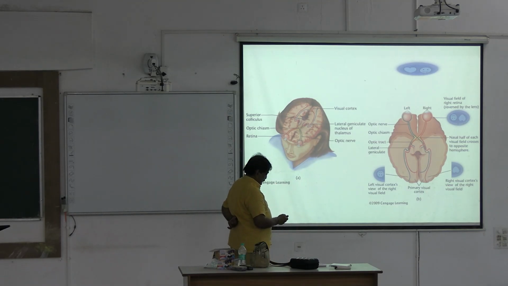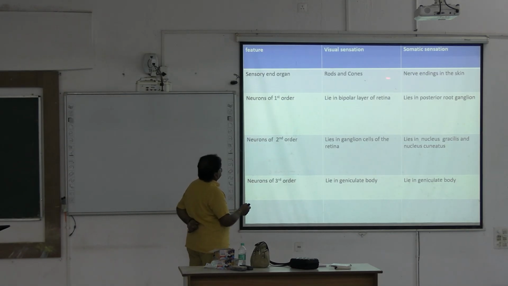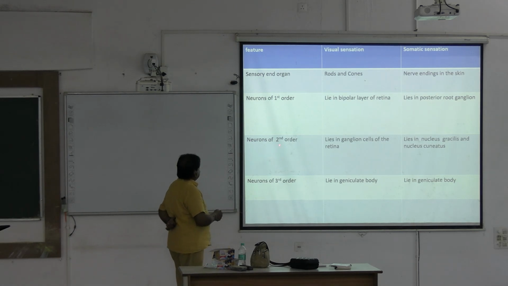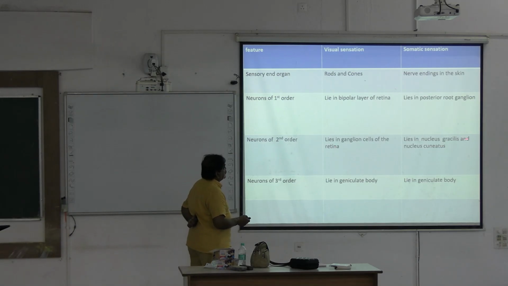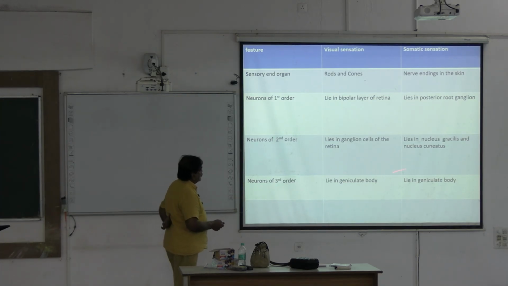Primary visual cortex. Now the features: sensory end organ, neurons of the first order, neurons of the second order, neurons of the third order. Sensory end organs: rods and cones. Neurons of the first order lie in the bipolar layer of the retina. Neurons of the second order lie in the ganglion layer of the retina. Neurons of the third order lie in the lateral geniculate body.